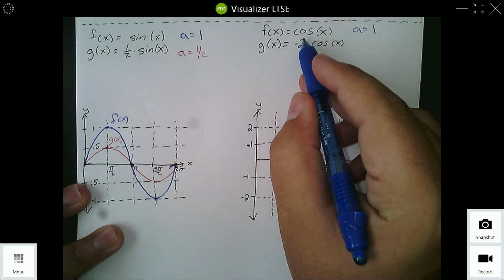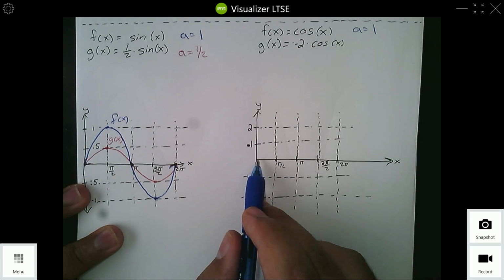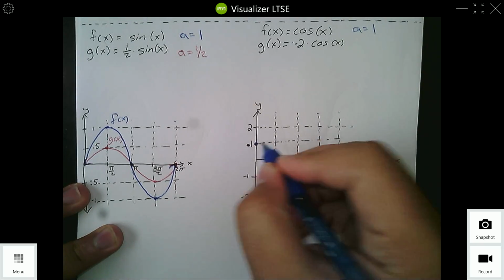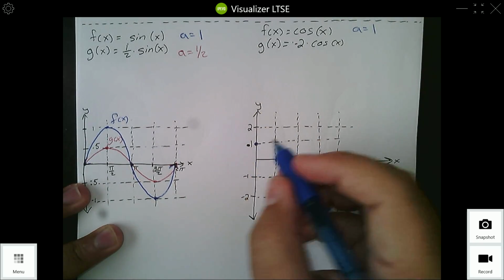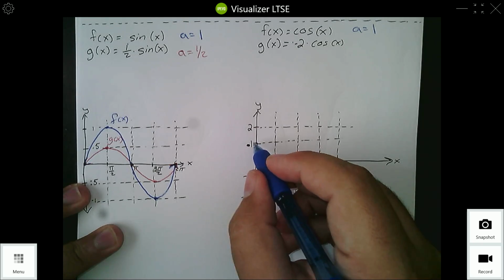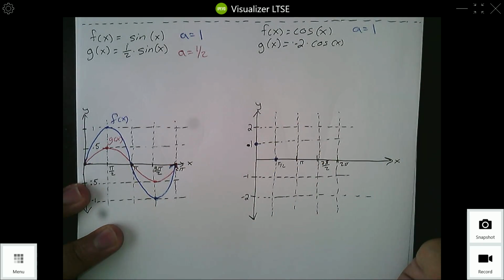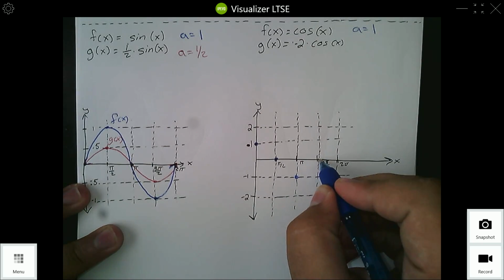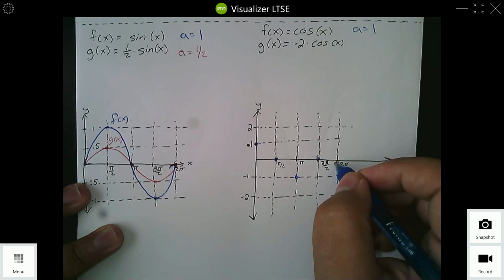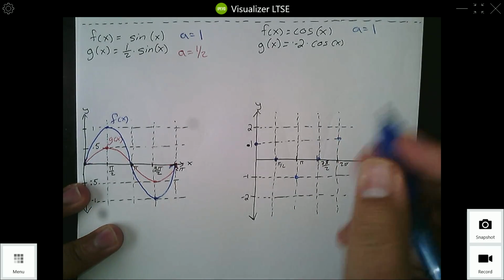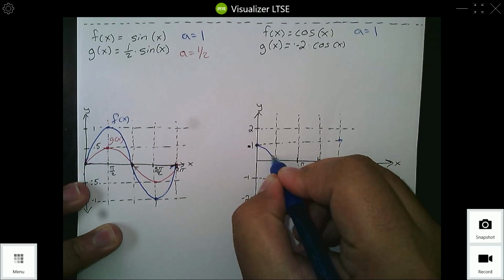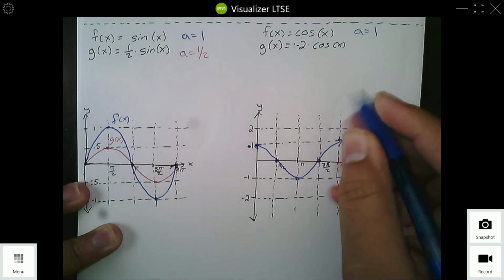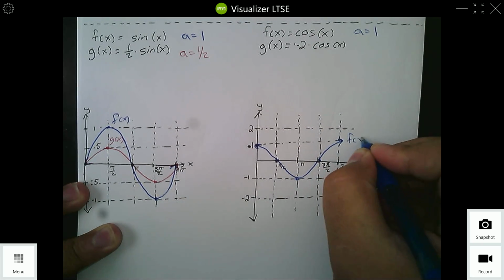So remember, for cosine x, it doesn't start at 0. It starts at its amplitude. So cosine x starts at 1, a positive 1, not negative. So it's at (0, 1). Then at pi over 2, it goes to 0. At pi, it goes down all the way to negative 1. At 3 pi over 2 it goes back to 0. And at 2 pi, it goes back to its amplitude of 1. So it should look something like this, okay? This is f of x.